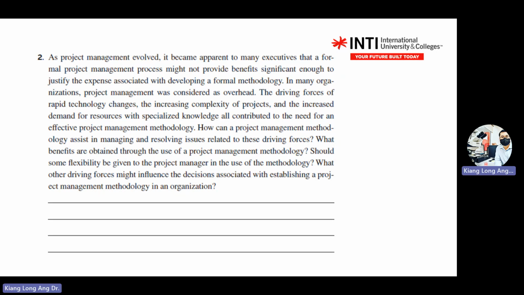And also, what are the driving forces that might influence the decision? This one is other factors. So another benefit is improved coordination between the functional units. You as a project manager deal with the functional units. So once you give your prioritization, using the project management methodology, you're able to improve coordination between the functional units. Okay, get it? Right. So for this question, what we're looking for is project management methodology.